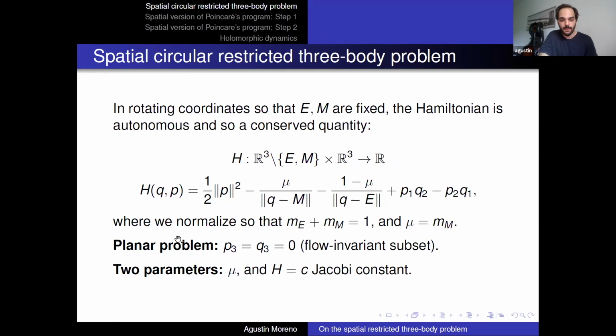So there are basically two parameters in the problem: mu, and the Jacobi constant, H equals c, so we fix the energy of the system at c. The planar problem is precisely when we drop the last two coordinates, so p3 equals q3 equals 0. Because of the form of the Hamiltonian, this is actually a flow invariant subset. So it's a codimension 2 invariant subset of the dynamics.